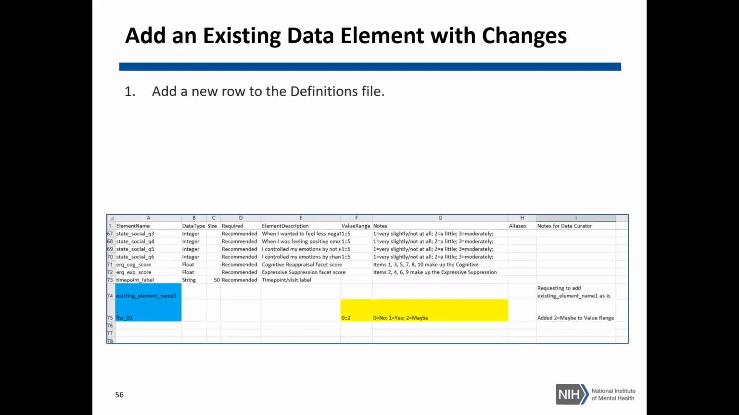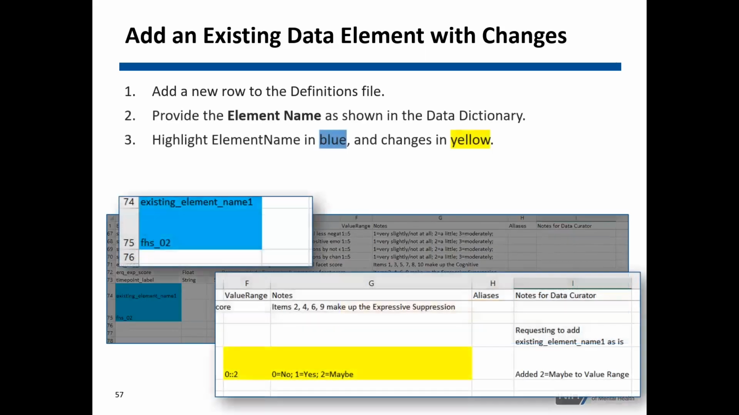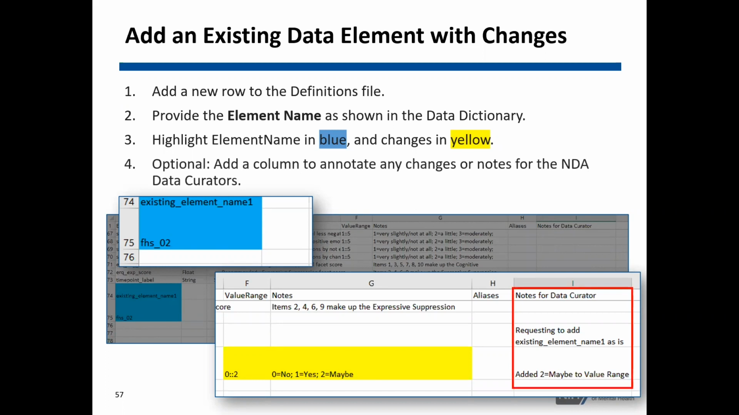So then same as last time, you add a new row to the bottom of the definition file, and then you provide the element name exactly as it appears and highlight it in blue. Then include the changes you'd like to make to the appropriate fields and highlight them in yellow. So in our example, you'll see FHS02 highlighted in blue, and then the value range and notes are included and highlighted in yellow. And as always, you can include notes for the data curators as needed.